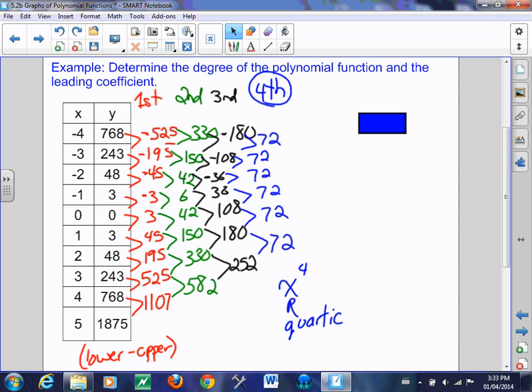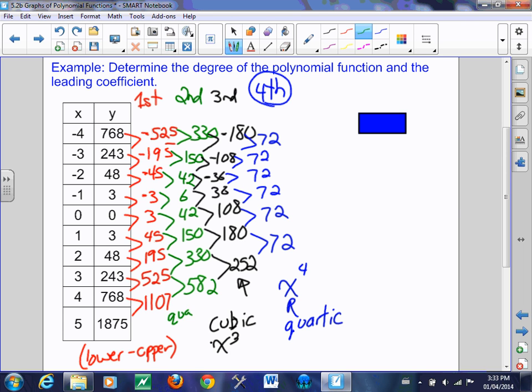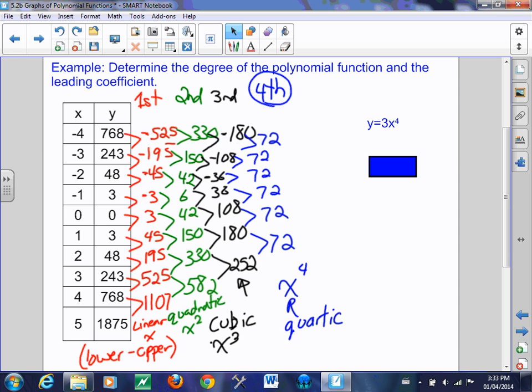Okay, if we had the differences the same in the third column, we would call that cubic. So cubic is going to be something like x to the third. Quadratic, you know, is x squared. And linear, if you had something linear, would just be x. Okay, and just to show you what this actual table's from, it's y equals 3x to the fourth.